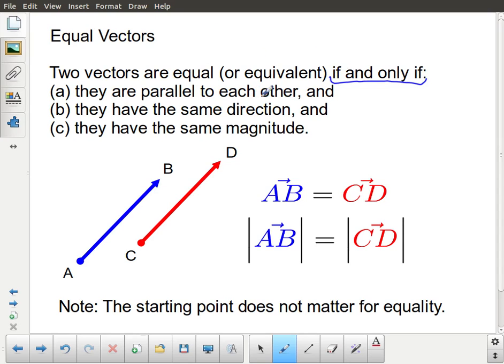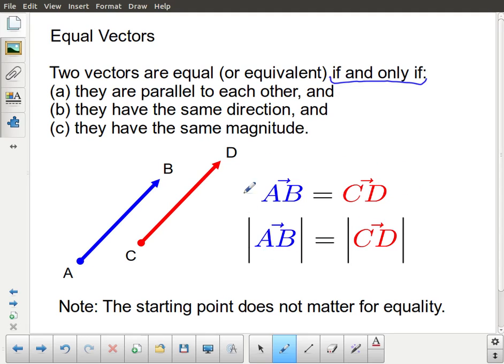So in the case of vectors, for them to be equal to each other, first of all, they have to be parallel. They have to be parallel lines. They don't have to be coincident lines. They don't have to lie on top of each other. They have to be parallel. They have to have the same direction, and they have to have the same magnitude or length of the overall vector. So you can see here I've got two arbitrary points, A and B, and another two points, C and D, and I create two vectors from there. I create the vector AB and the vector CD. And because the vectors AB and CD share these three properties, that means they are equivalent vectors.